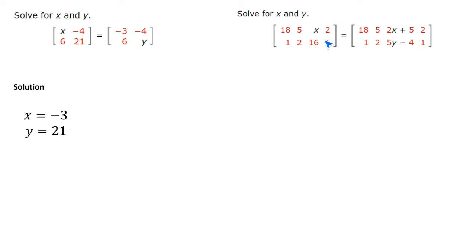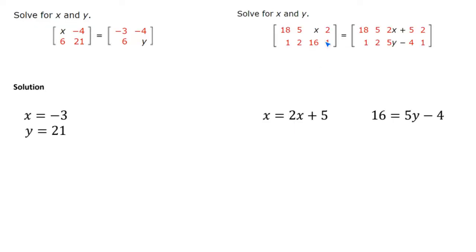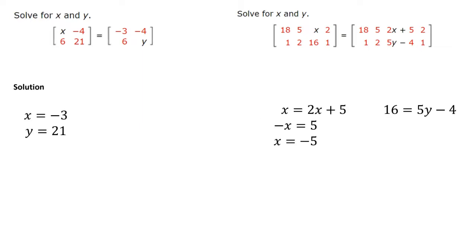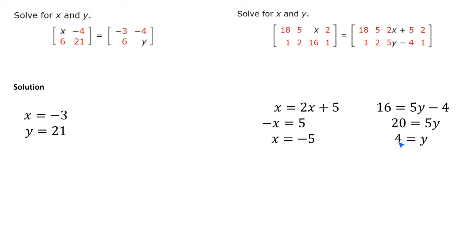But over here, we have x should be the same as 2x plus 5. So we can set up an equation. And then we have this third one here, 5y minus 4, should be equal to 16. So we can set up an equation, and then we can solve for x. So x is equal to -5, and if we solve for y, y is equal to 4.